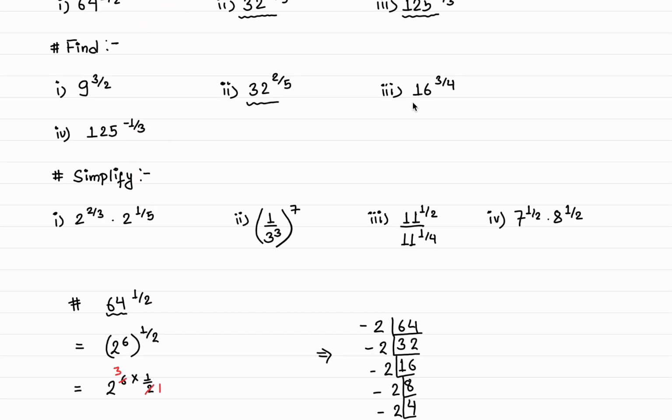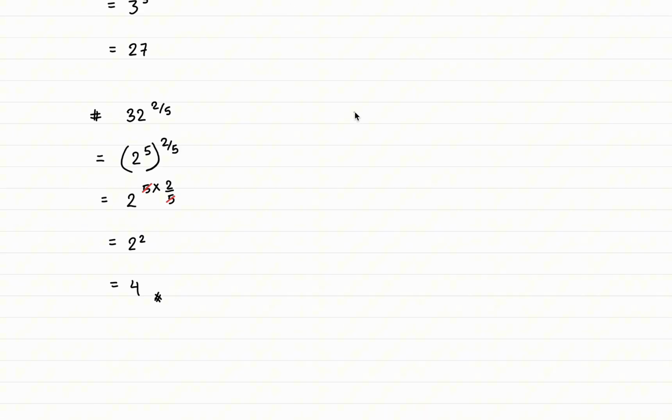Our third question was 16 to the power 3 over 4. So we have our third question as 16 to the power 3 by 4. If you factorize 16, we are going to get 2 to the power 4. So we are going to divide this by 2 first. 2 8s are 16, 2 4s are 8, and again 2 2s are 4. So 2 to the power 4, okay?